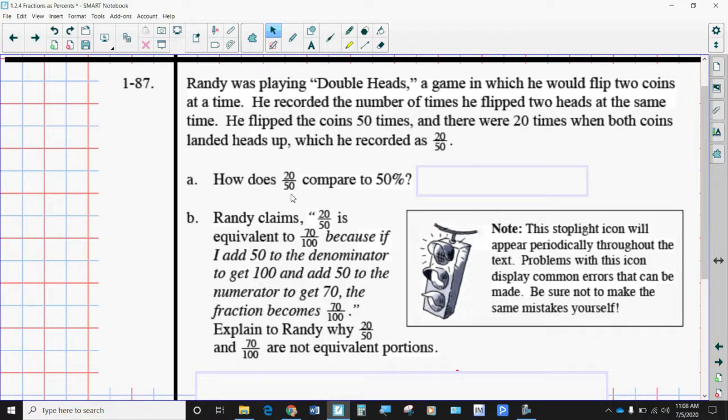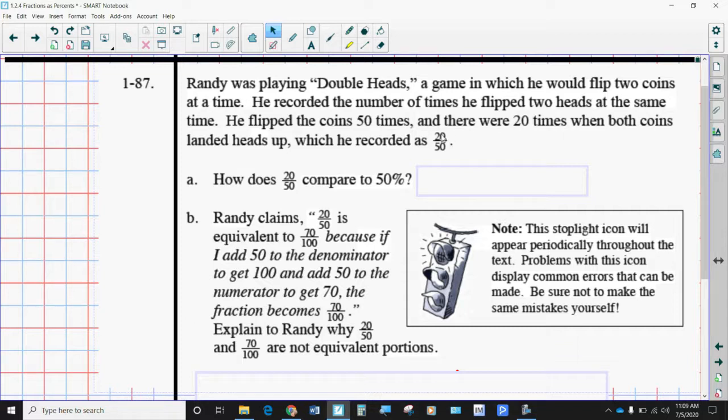So Randy's doing the double heads game, and this is kind of similar to that first one with Lorraine and her partner. I'll read it through. Randy was playing double heads, a game in which he would flip 2 coins at a time. He recorded the number of times that he flipped 2 heads at the same time. He did this 50 times, and 20 out of those 50 times, 2 heads came up.